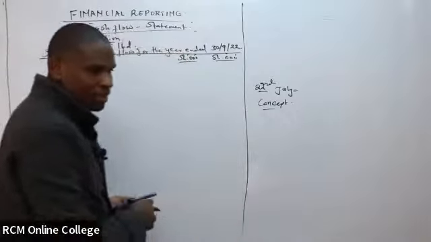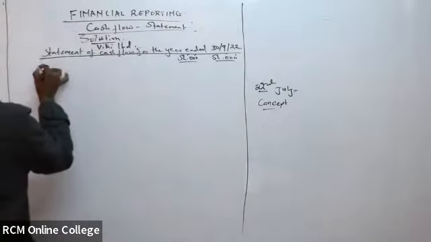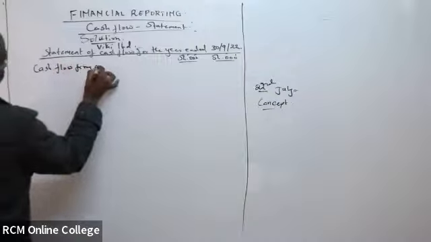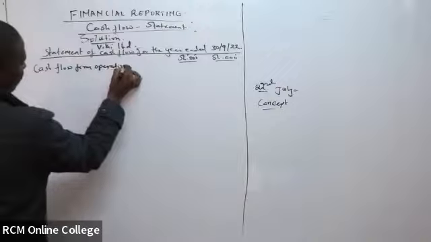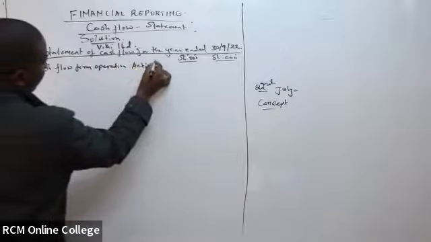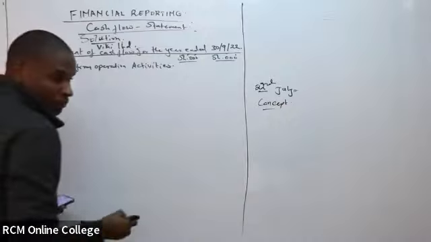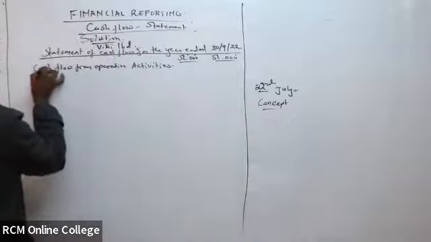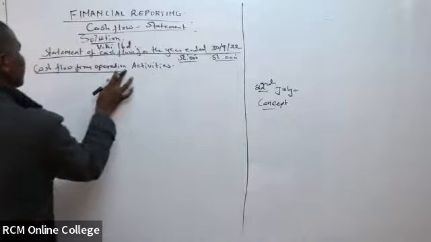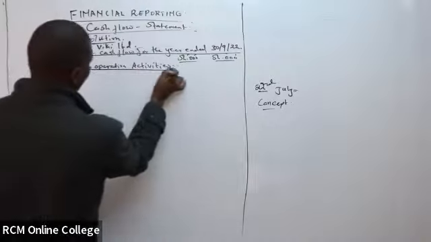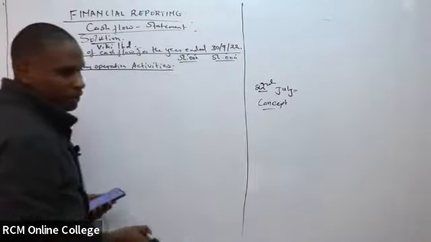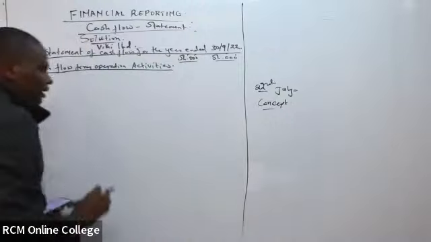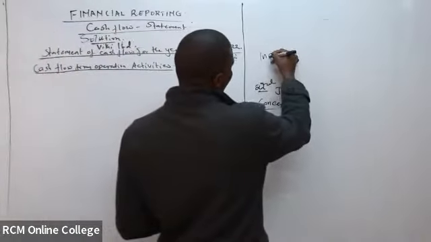Kindly be reminding me the activities. The first activity is cash flow from operating, day-to-day activities. Cash flow from operating activities. We are using the indirect method.